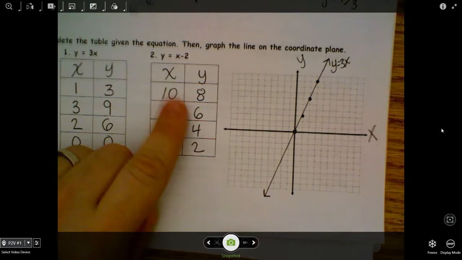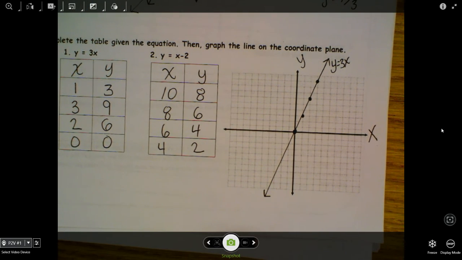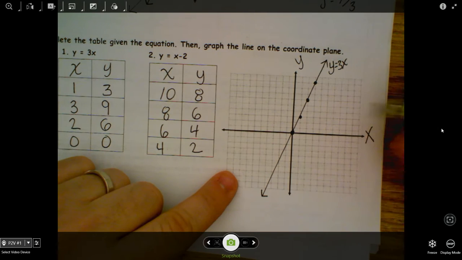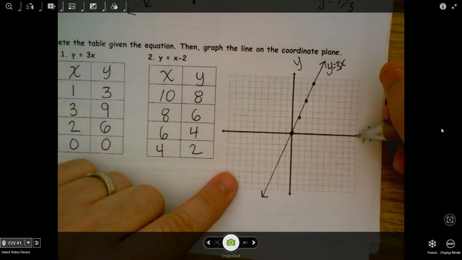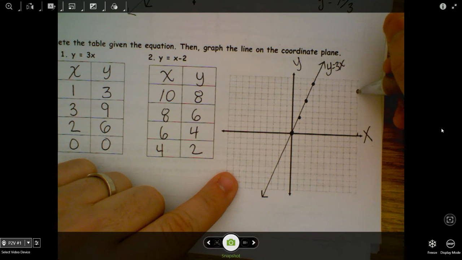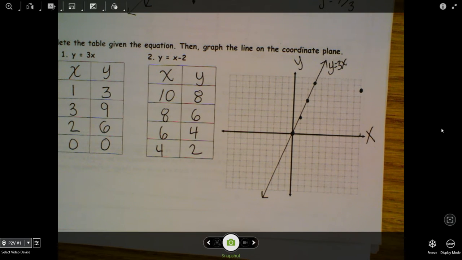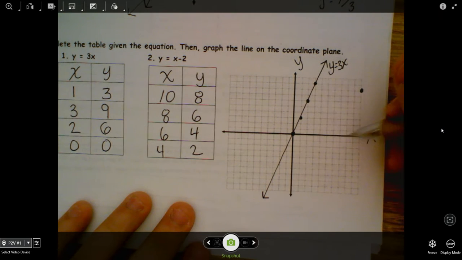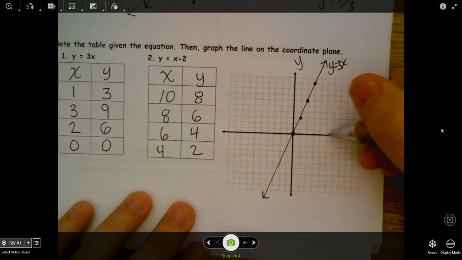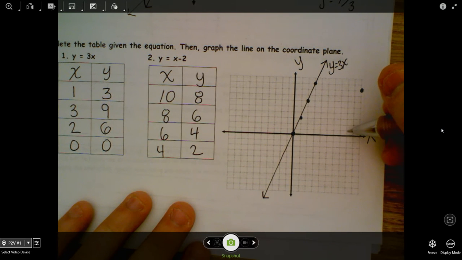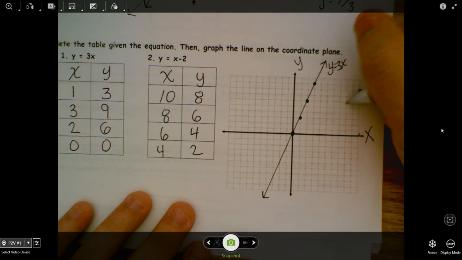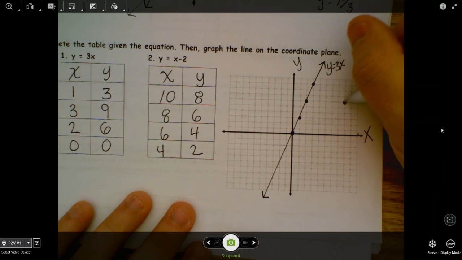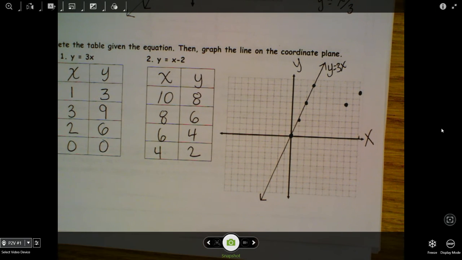All right, let's do the second one. Now I go over 10 to the right and up 8. 10 is the last line, up 8. Now I go to the right 8 and up 6. So to the right 8, 1, 2, 3, 4, 5, 6, 7, 8, up 6, 1, 2, 3, 4, 5, 6. Count as fast as you can without getting lost.